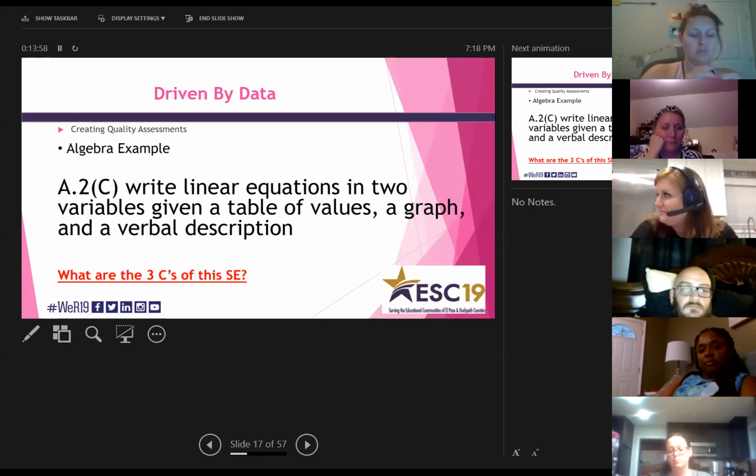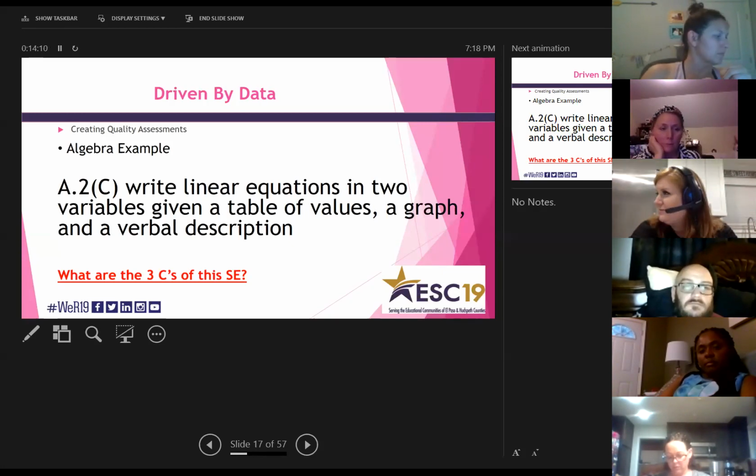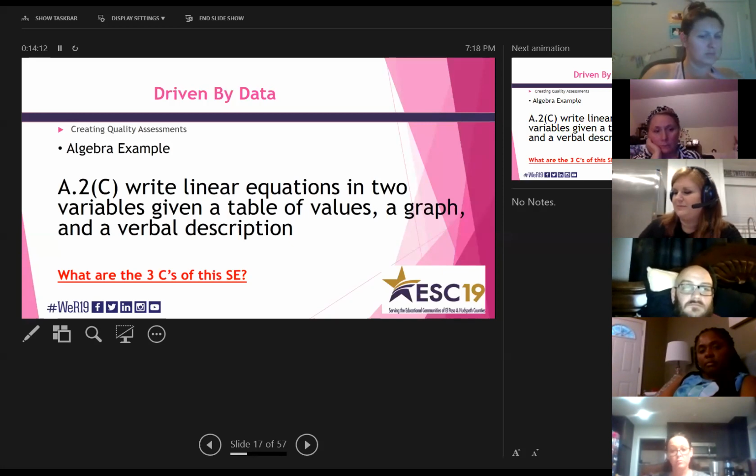Who's going to be writing that? The students. What are they writing? Linear equations. What are they going to be writing it from? They're going to have to use a table of values, a graph, and a verbal description. So simply assigning the students 30 pages or 30 problems on a worksheet does not meet this standard.